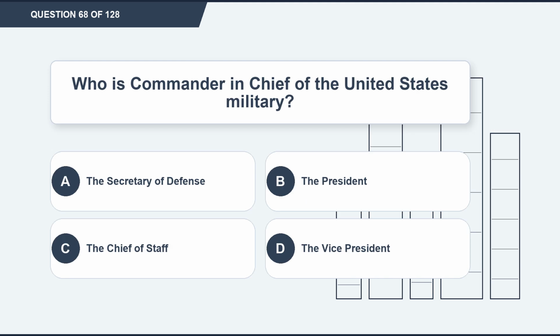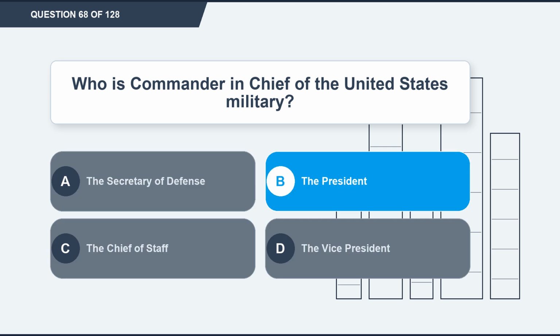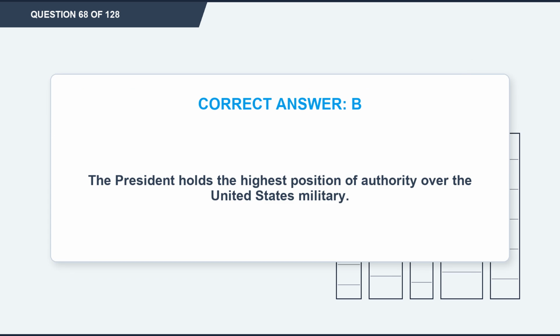Question 68. Who is Commander-in-Chief of the United States military? Option A, the Secretary of Defense. Option B, the President. Option C, the Chief of Staff. Option D, the Vice President. The correct answer is option B, the President. Explanation. The President holds the highest position of authority over the United States military.